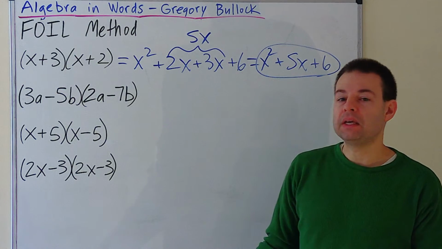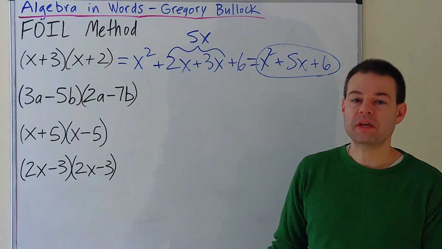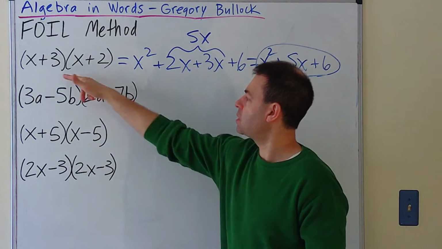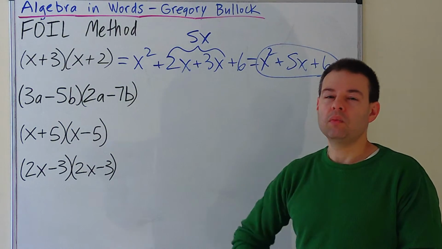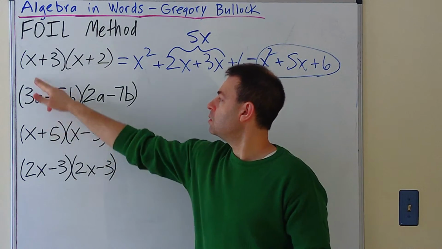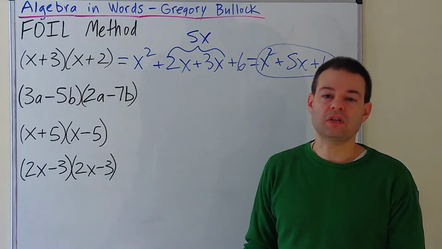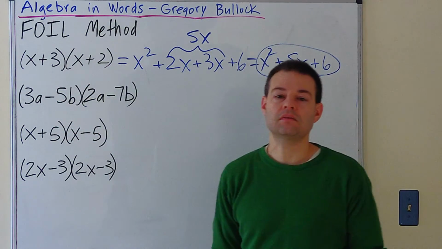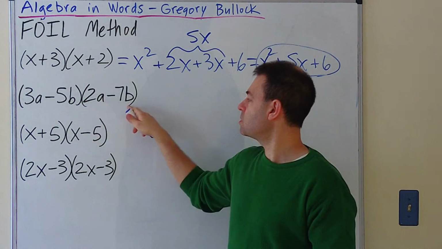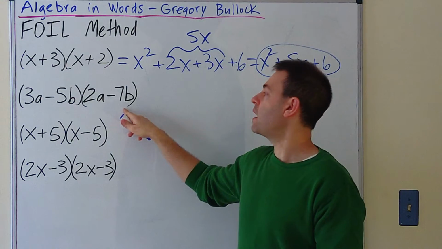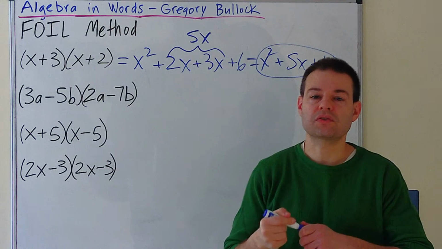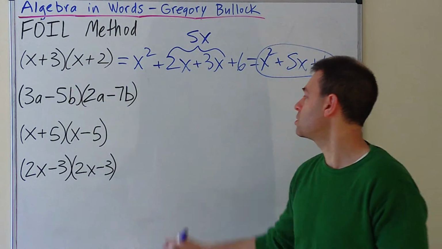3a minus 5b times the quantity 2a minus 7b. Before we actually do the math, let's compare this problem to the last problem. What do we notice about it? Well, it's essentially the same. The only difference is, in the first terms, the term has a coefficient, whereas in the previous example, these x's did not have a coefficient. Not a big deal. Also, in the last terms, these terms have variables, whereas in the previous example, these were just numbers. But again, it doesn't matter.